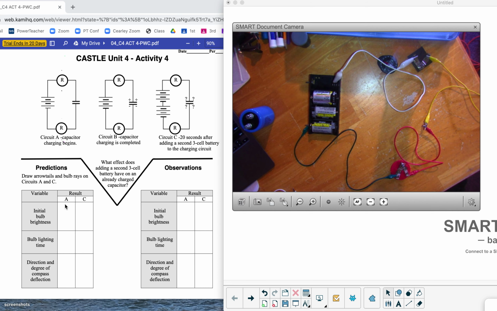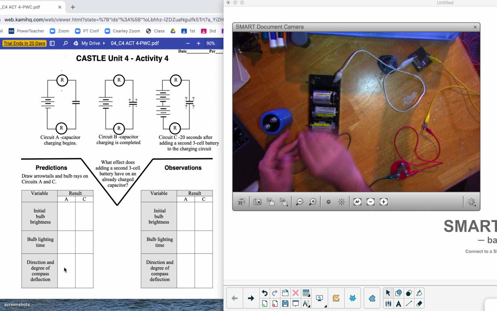So at this time, pause the video and draw bulb rays and arrow tails on circuit A, and put down what your predictions are for initial bulb brightness, lighting time, and degree and magnitude of compass deflection, and then unpause the video and check those out with the results once you've made your predictions. Now that you've made those predictions for circuit A, let's test those out before you make your predictions for circuit C. So we start here, we've got a 3-cell battery pack and 2 round bulbs in a loop.